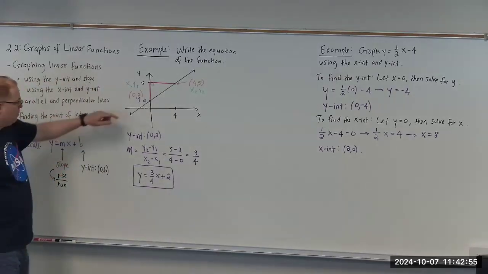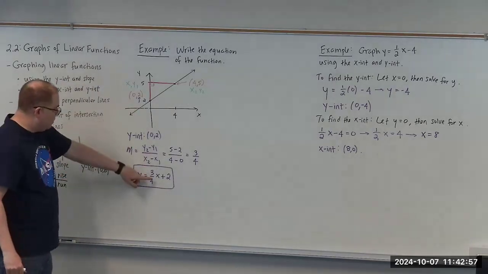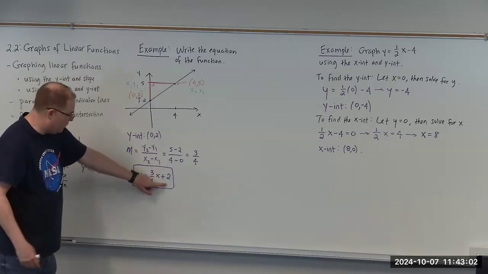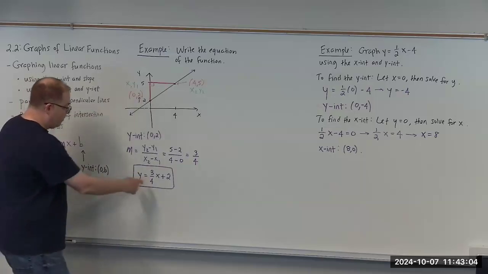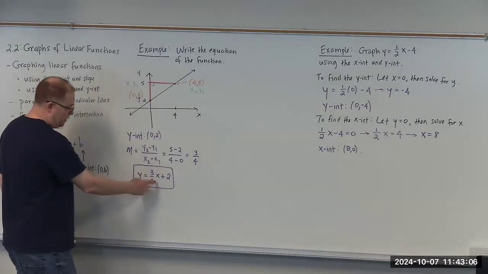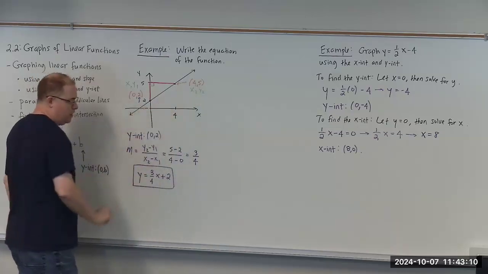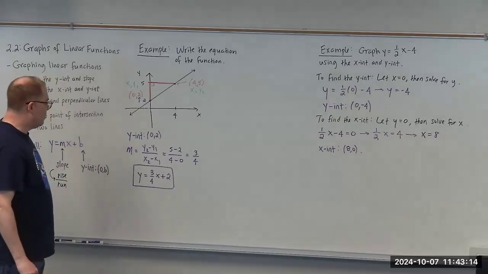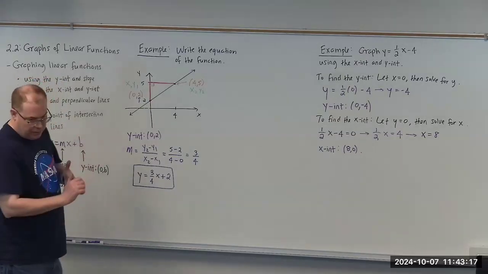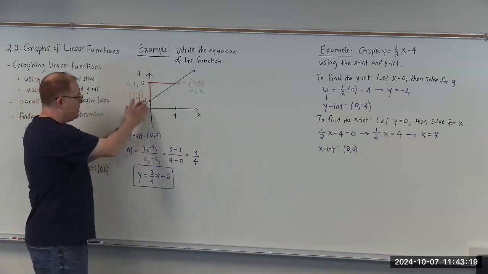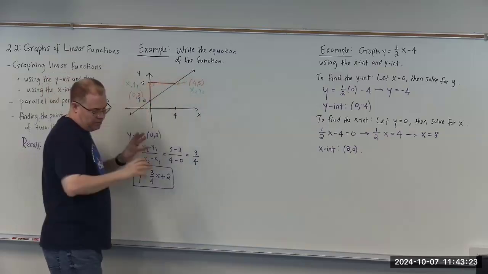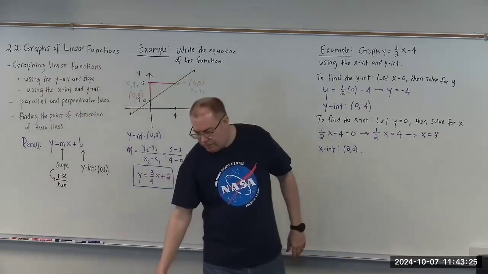And you can check your result. If you plug in 0, 0 times this is 0, and we do indeed get 2. You plug in 4 here, 3 fourths times 4, the 4s cancel out, and you get 3 plus 2, which gives us 5. So that's a quick way to check a result. So again, if you're given the y-intercept and a point on a line, you can always figure out the equation of that line.